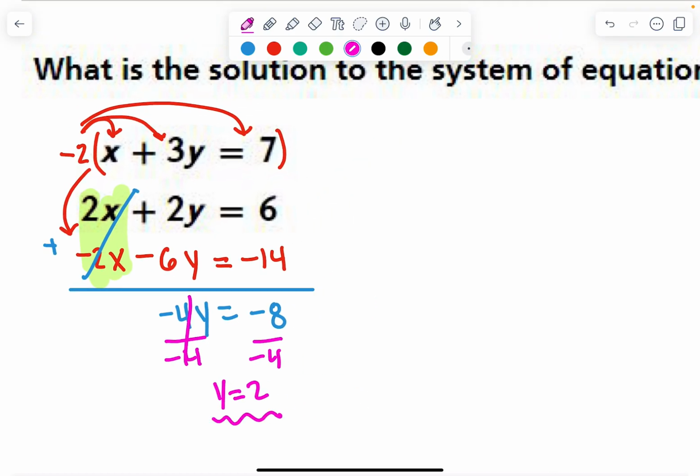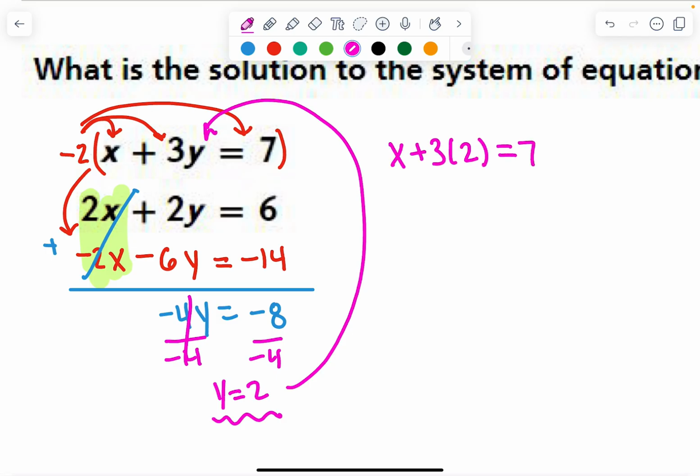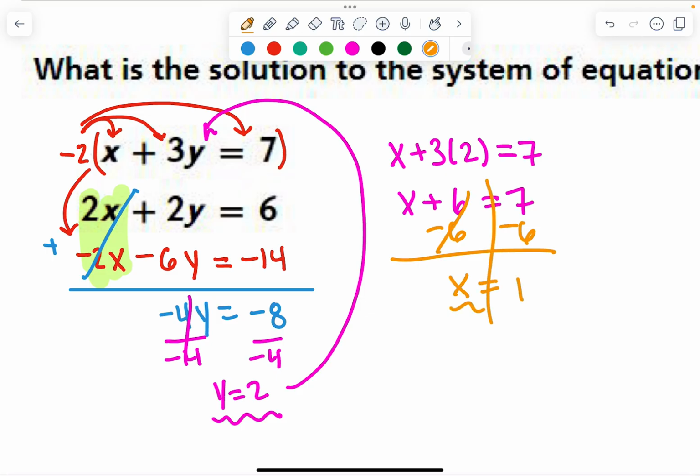Plug it back into either equation. I'll do the top equation. So I have x plus 3 times 2 equals 7. X plus 6 equals 7. Subtract 6 from both sides. So we have x equals 1. So our ordered pair would be 1, 2.